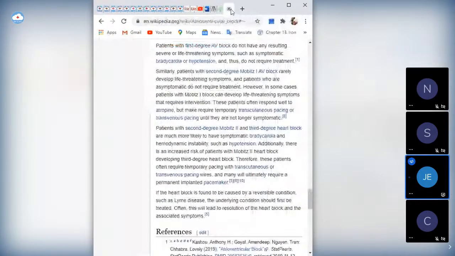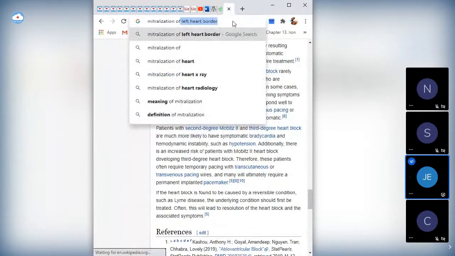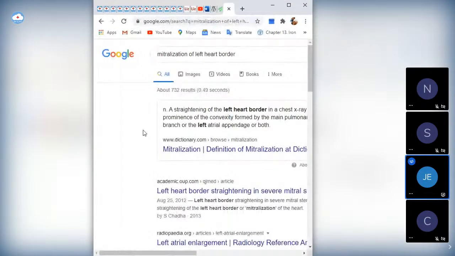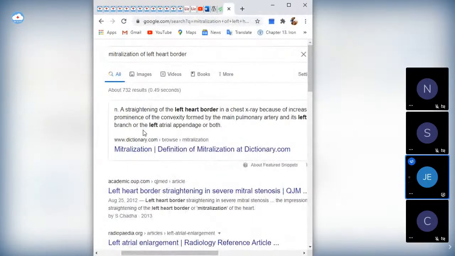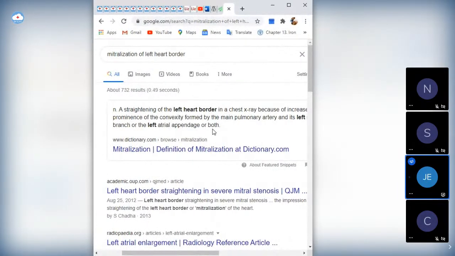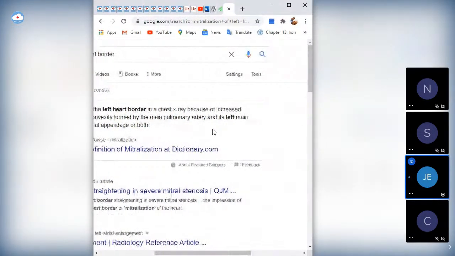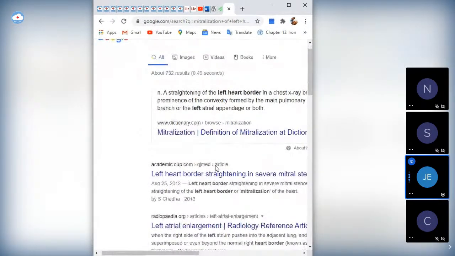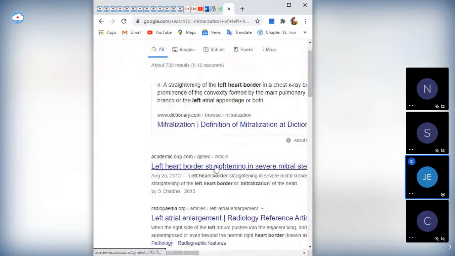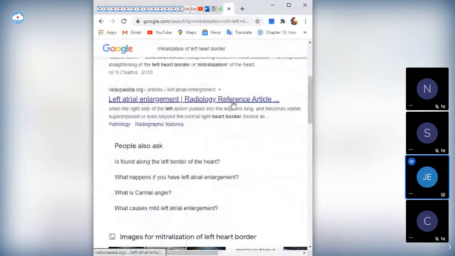But let's look at it. Straightening of the left heart border on chest X-ray is because of increased prominence of the convexity formed by the main pulmonary artery and the left atrial appendage. What are you talking about? Just give me the diagnosis now. Yes, left atrial enlargement. All right.